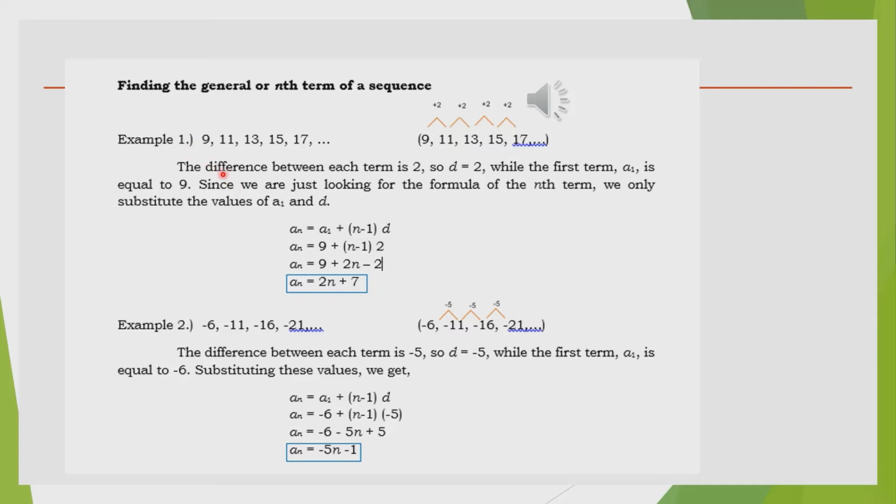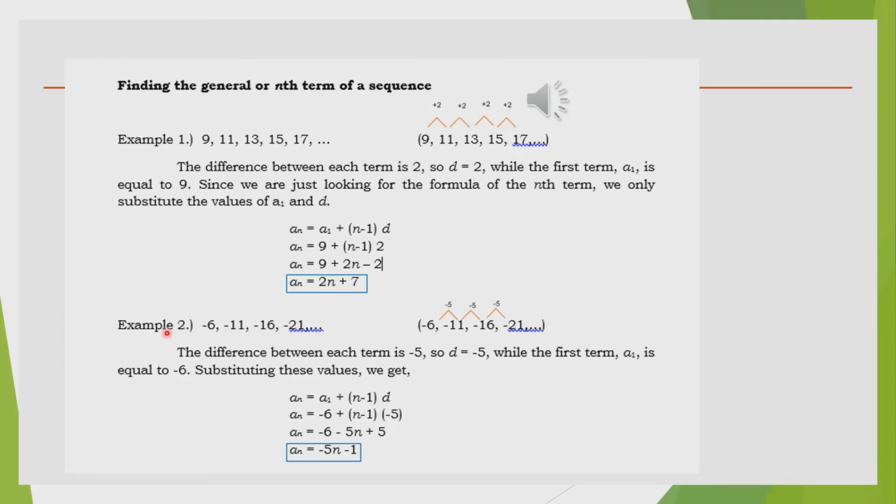Okay, so let's try. This is a sub 1, a sub 2, a sub 3, a sub 4, a sub 5. What if you want to get the sixth term, or a sub 6? So let's go back to the formula. Let's change this subscript n here to 6. So we have a sub 6 is equal to 2 times 6, which is 12, plus 7 is 19. So our a sub 6 is 19.